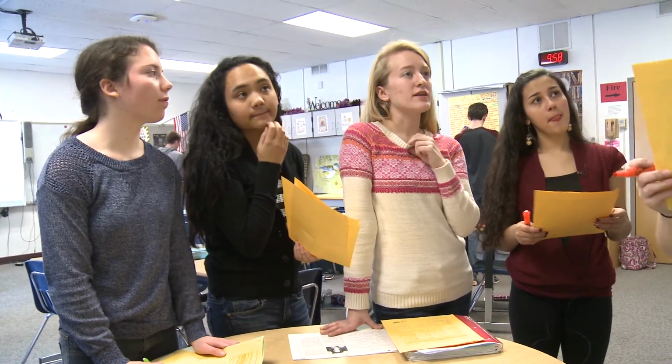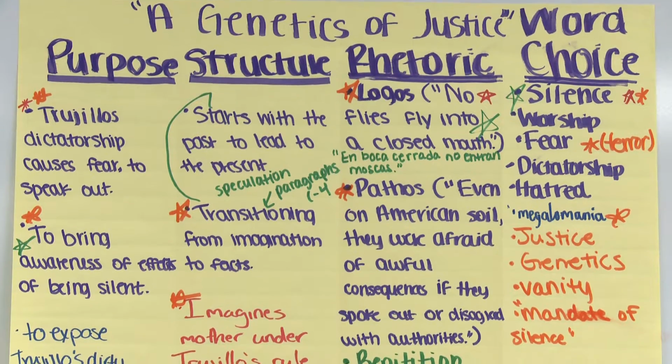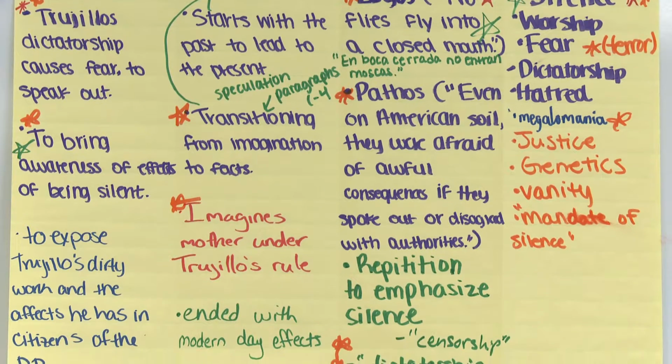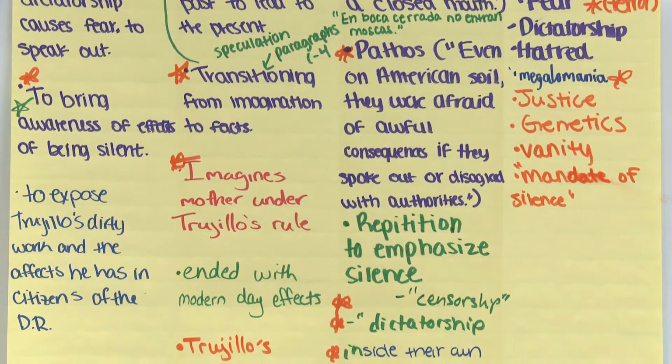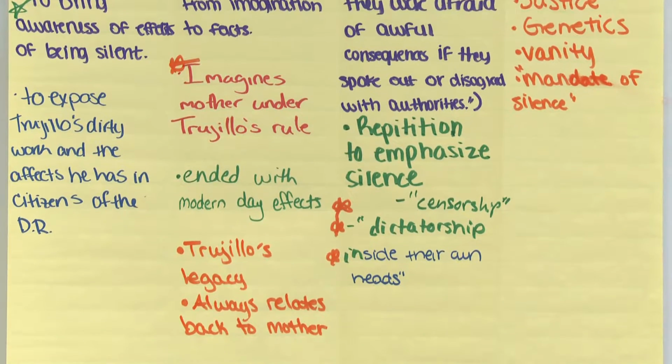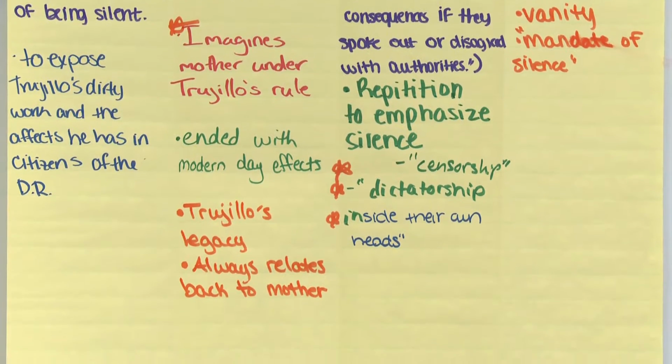Logos: no flies go into a closed mouth. That's a good one. Pathos: even on American soil, they were afraid of awful consequences if they spoke out or disagreed with authorities. That's a good one. Repetition to emphasize silence. Censorship. Dictatorship. Inside the head. Yeah, they had a lot of good points. Those are good rhetorical devices.